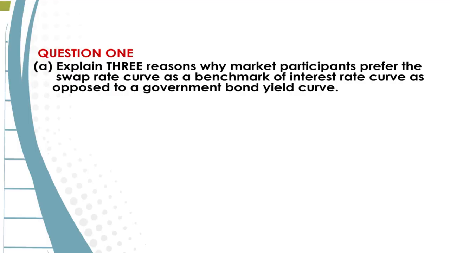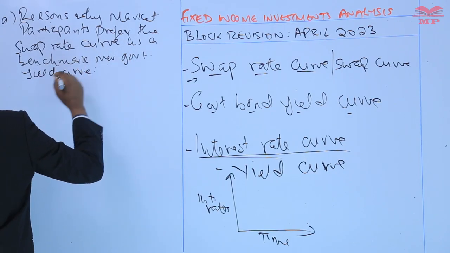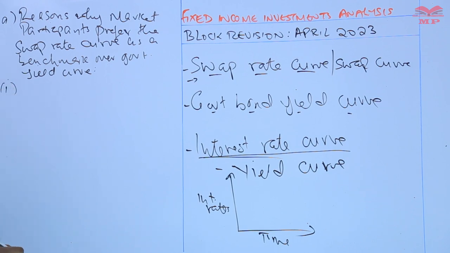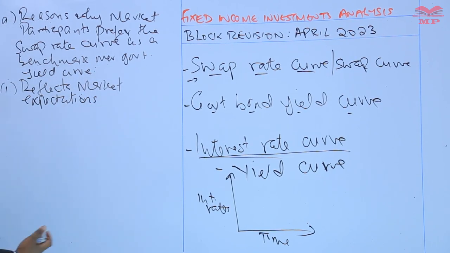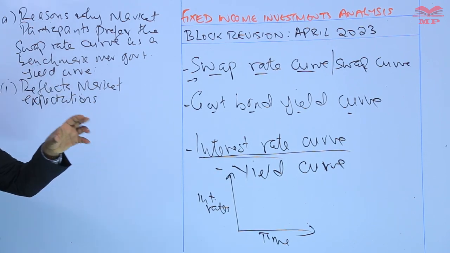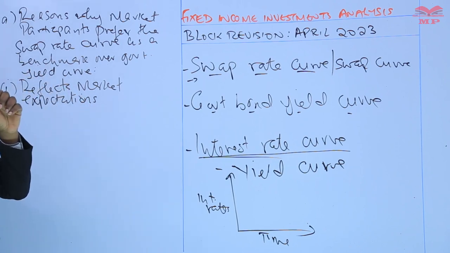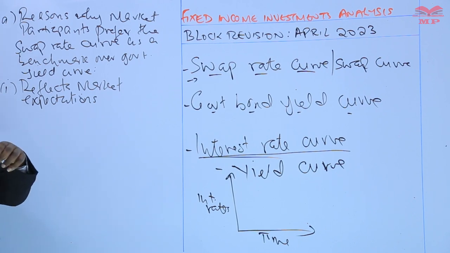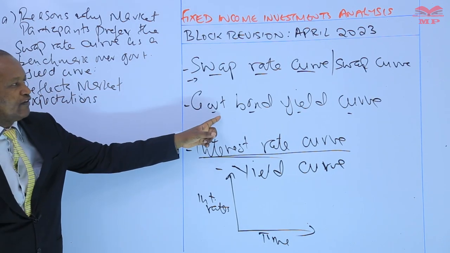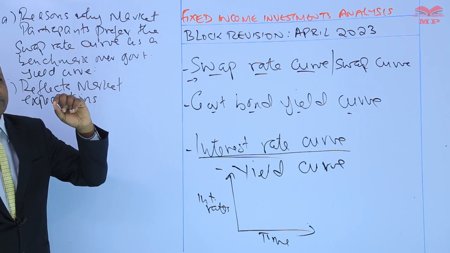Reasons why market participants prefer the swap rate curve as a benchmark over government yield curve. The first reason is because it reflects market expectations. The swap rate curve reflects market expectations of future interest rates as it's derived from the fixed and floating rates of interest rate swap contracts. And that makes it more forward-looking compared to the government bonds. You understand?